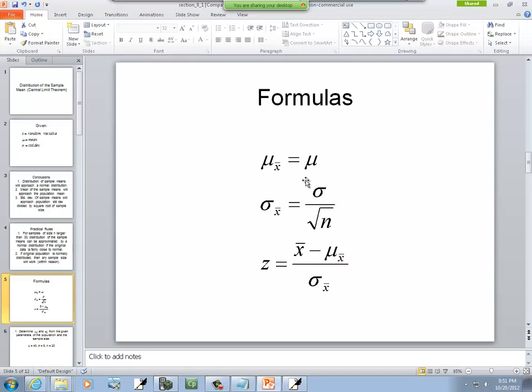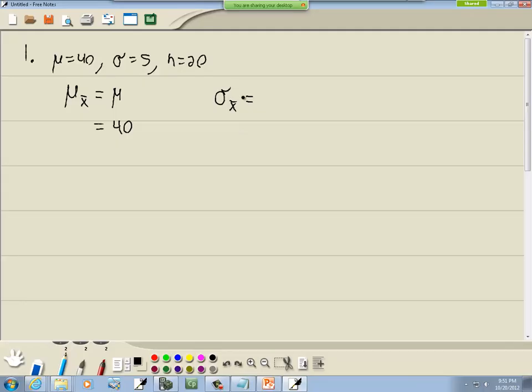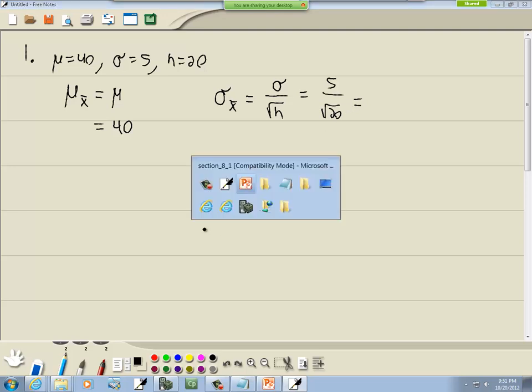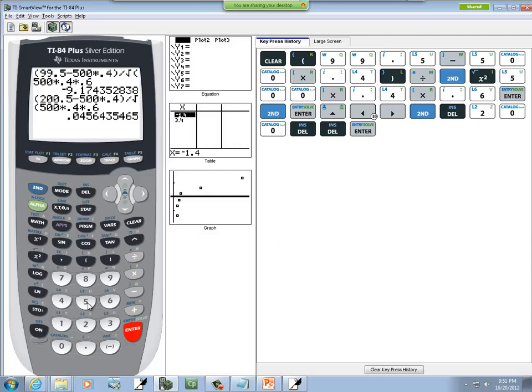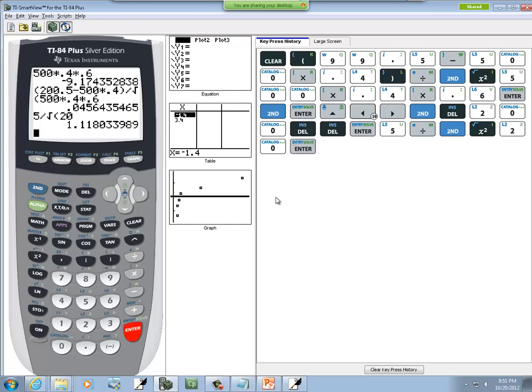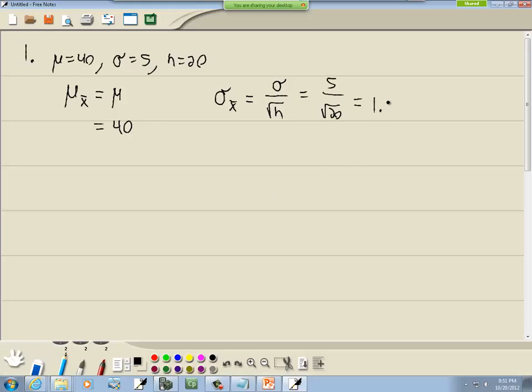This one's a little bit more exciting. To find the standard deviation of the sample means, we're going to take the standard deviation divided by the square root of n, which will be 5 over the square root of 20, which gives us 5 divided by the square root of 20. I'll take it to 2 decimal places, 1.12.